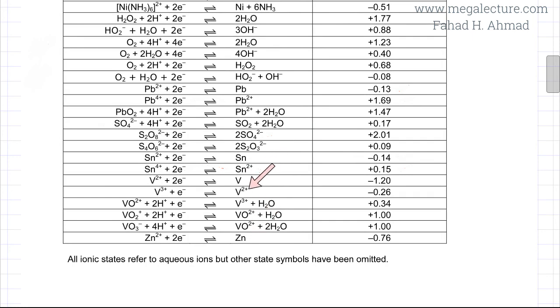For example, this electrode over here has vanadium 2+ ions, and it's in equilibrium with vanadium 3+ ions. I'm looking for only vanadium. So none of these electrodes contain vanadium neutral atoms, only this electrode over here. So I'm going to mark this electrode. This is the electrode that I'm going to use, and it has an electrode potential of minus 1.20 volts.